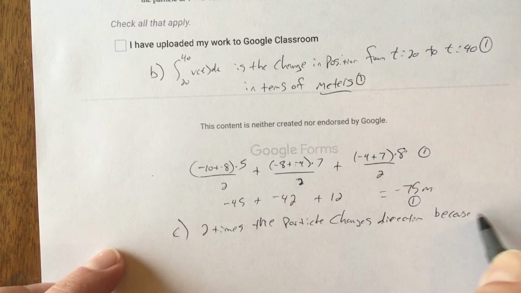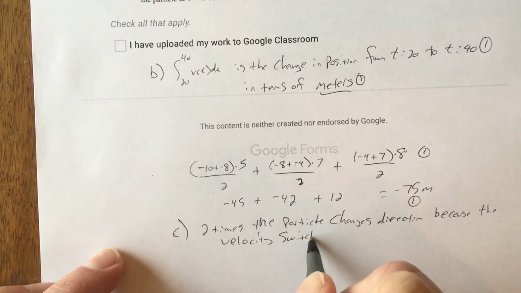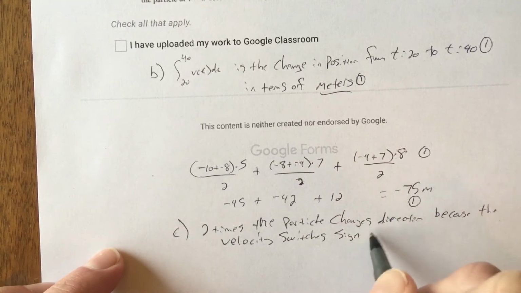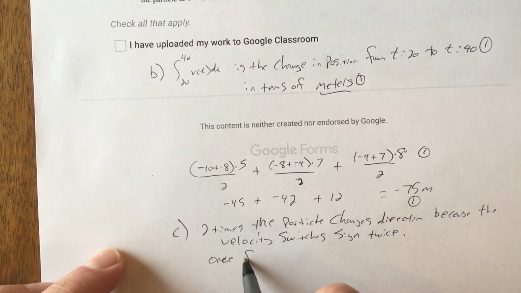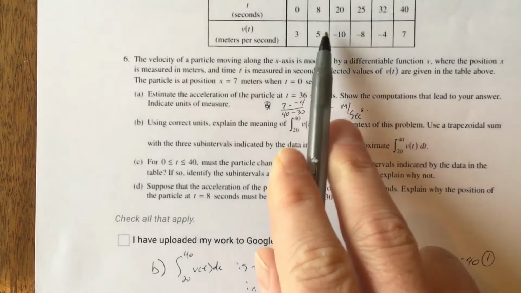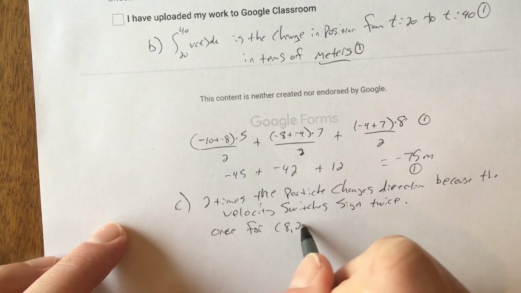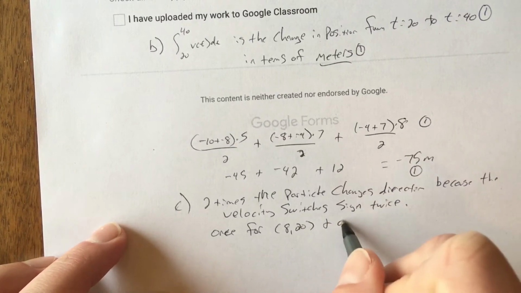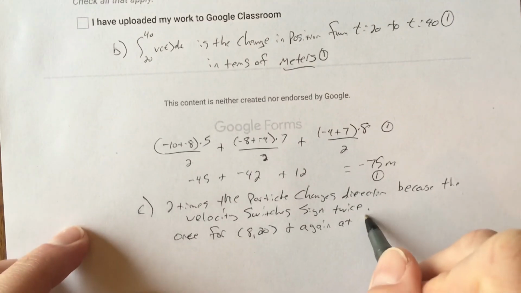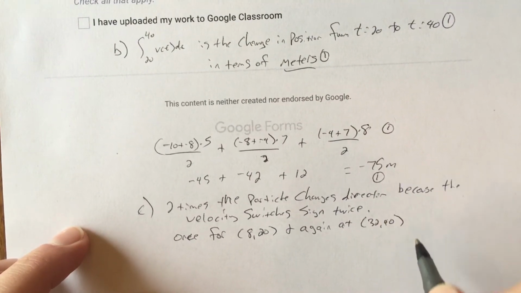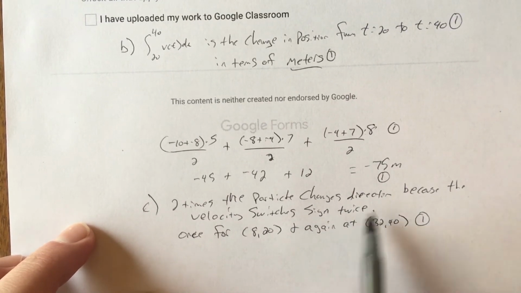Because the velocity switches sign twice. All right, once for the interval, and it would be right here from 8 to 20. So once for 8 to 20, and again this time 32 to 40. All right, and what they did was they gave 1 point for those intervals and then 1 point for the right explanation of why.